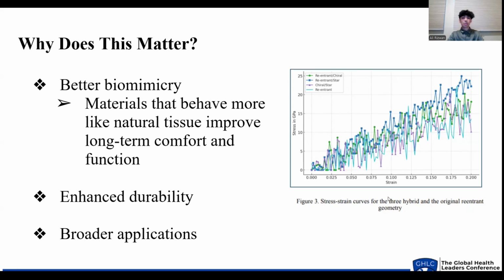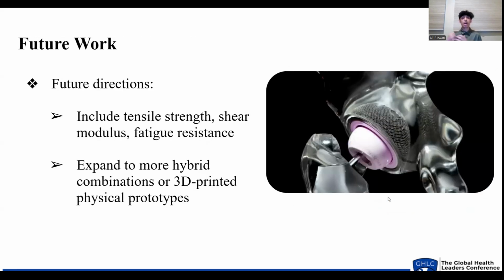So in terms of our future work, we plan to incorporate more mechanical properties like tensile strength and fatigue resistance into our model. We also want to physically 3D print and test these prototypes to validate their computer simulations. And the bigger vision is combining computational modeling with machine learning, so we can rapidly develop better, more adaptive materials for healthcare. And so I'll end off with this one question.